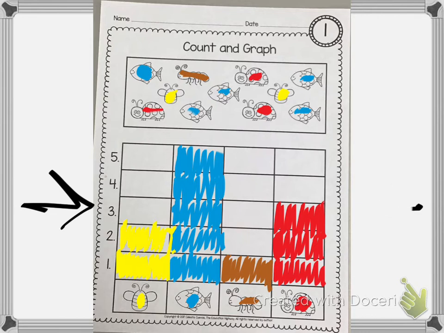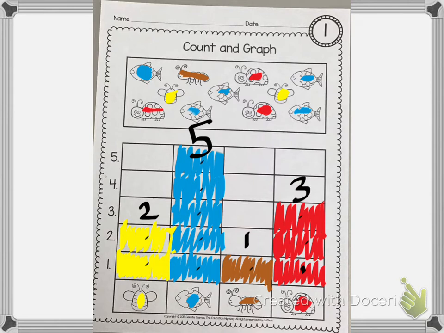Okay, so let's count, first of all, how many bees we have. There's 1, 2, and that's it. So there are 2 bees. And at the end of that bar, that line that we made with the squares, I'm going to write 2. How many fish do we have? 1, 2, 3, 4, 5. There's 5. I'm going to make that a little nicer looking so that I know what I'm writing later. There's 1 ant. And there's 1, 2, 3 ladybugs.